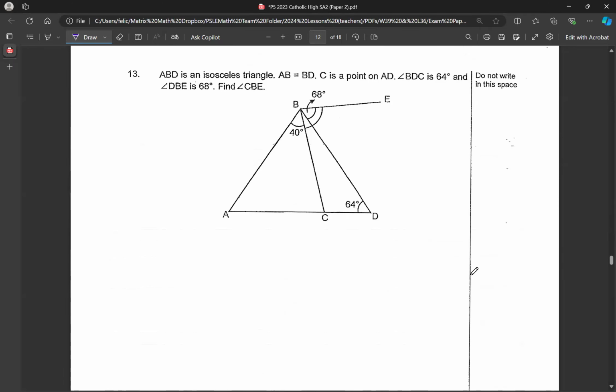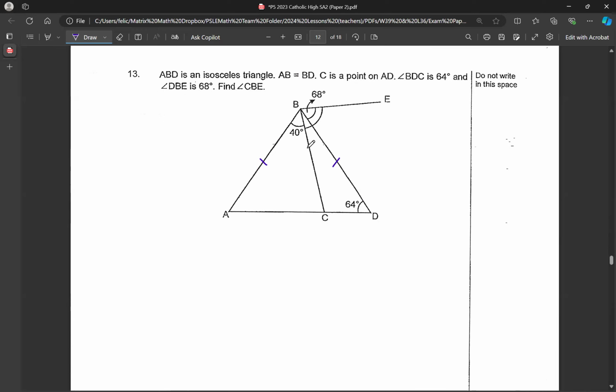Question 13. Now, ABD is an isosceles triangle. AB equals BD. The moment they give you this AB equals BD, mark it out. AB and BD, use the whisker lines. C is a point on AD, so C is here along AD. Angle BDC is 64 and DBE is 68, shown there. Find angle CBE. So angle C to B to E is this white angle that you see here.